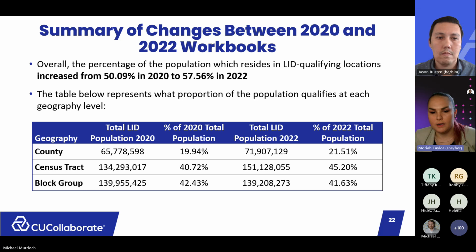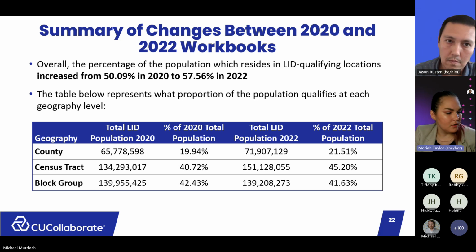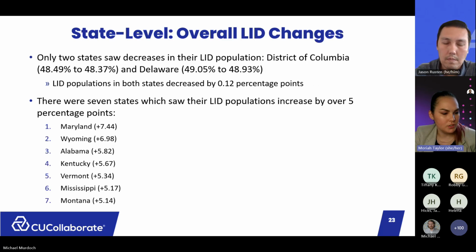So here you can see, more than likely, if you are a community charter credit union, it may be most beneficial to be assessed at either the census tract or block group level, because over 40% of the total population qualifies at those levels, whereas at the county level, it is a bit over 20% of the population which qualifies at that level. So we're going to go over state level changes and then county level changes.